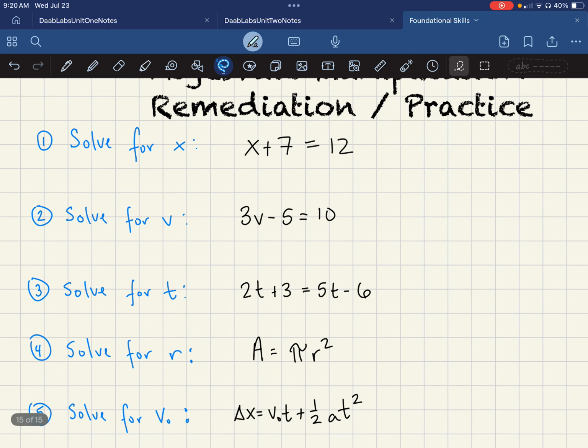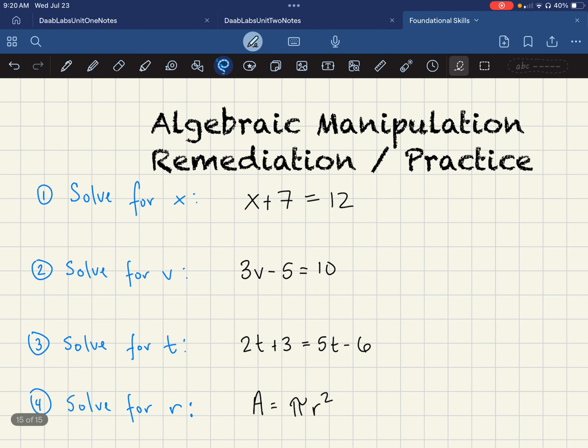Today we are talking, this is our first video for algebraic manipulation remediation. This is a foundational skill in physics, so we got to make sure we can do this, right? So start with some basic stuff and we'll have some sillier examples here in a second, right? But just for the foundational stuff, always make sure you can do this.